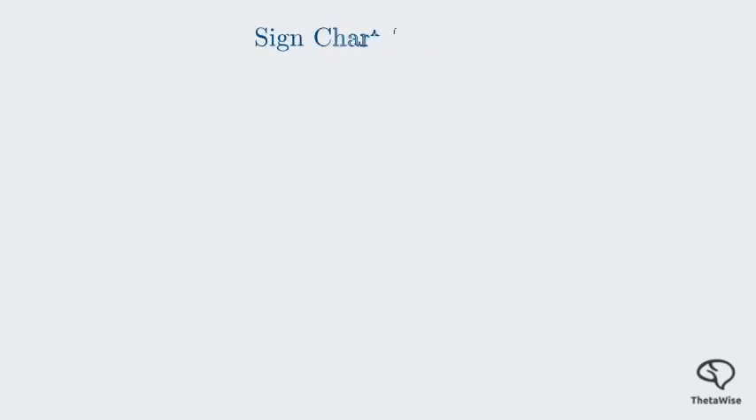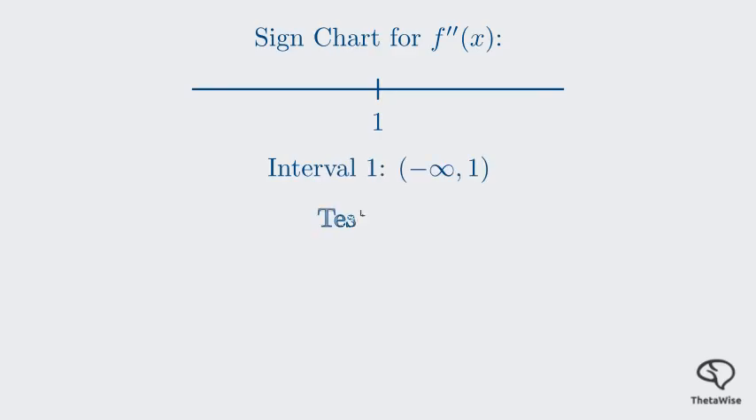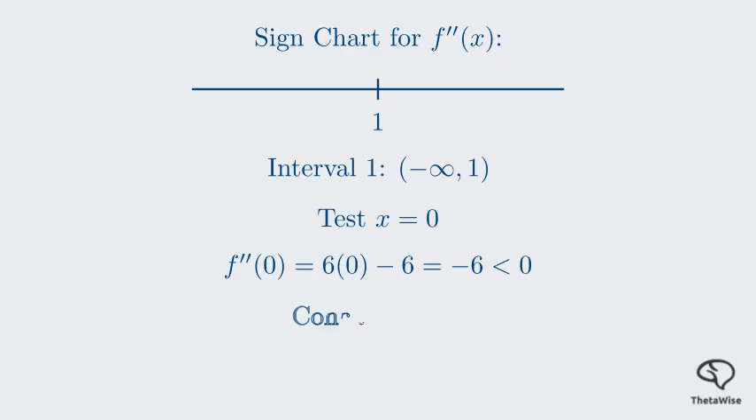We place our point, 1, on a number line. This divides the line into two intervals, negative infinity to 1 and 1 to infinity. Let's test a value in each interval. For the first interval, let's test x equals 0. f double prime of 0 is 6 times 0 minus 6, which is negative 6. Since it's negative, the function is concave down on the interval from negative infinity to 1.